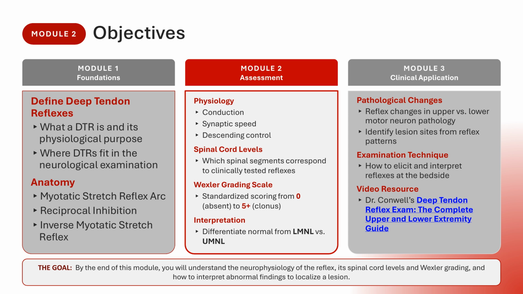Module 2 now moves from anatomy to assessment. We will examine the physiology that drives the reflex, conduction, synaptic speed, and descending control. We will identify the spinal cord levels that correspond to the clinically tested reflexes. We will introduce the Wexler grading scale, the standardized scoring system that runs from 0 for an absent reflex to 5+ for clonus, and we will learn to interpret these findings to differentiate a normal reflex from the patterns seen in lower and upper motor neuron lesions.